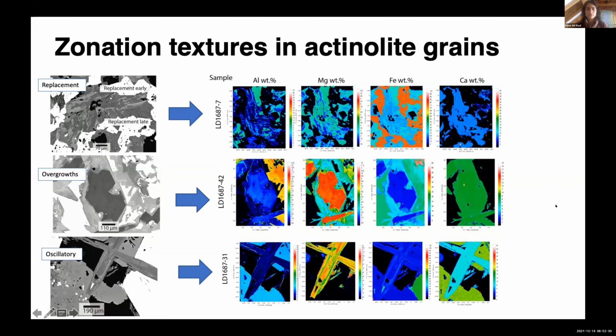So the first thing we did was use the magnesium and iron contents as a proxy to estimate temperature, based on a 2008 paper from Harlov and Jenkins that uses the iron number to estimate the temperature of formation of actinolite in IOA deposits.